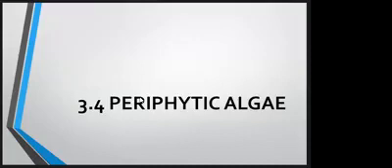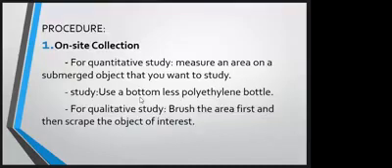So the procedure of doing sampling on the periphytic community is first on-site collection. For a quantitative study, you measure an area on the submerged object that you want to study. You can use a quadrat or transect maybe. In that particular transect line, you make plots.